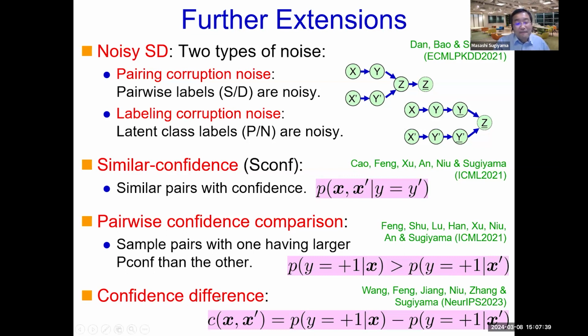And finally, the confidence difference. Sometimes exactly observing the confidence is not that easy, but sometimes it is possible to observe the difference of confidence. Then only from the difference of confidence, without knowing each confidence separately, we can still train a classifier. So these are variations, and they have some nice applications in their own domains.